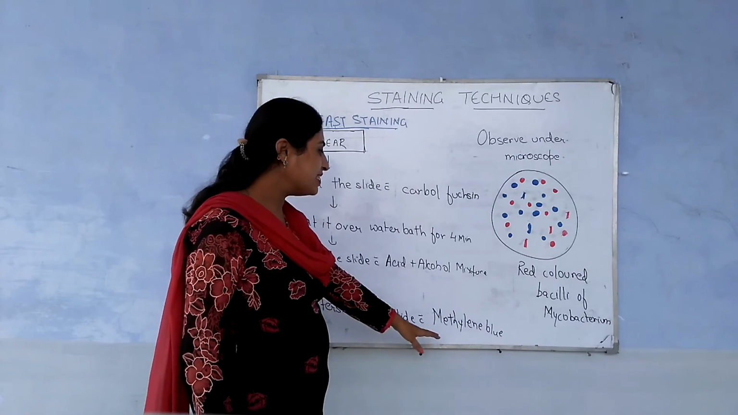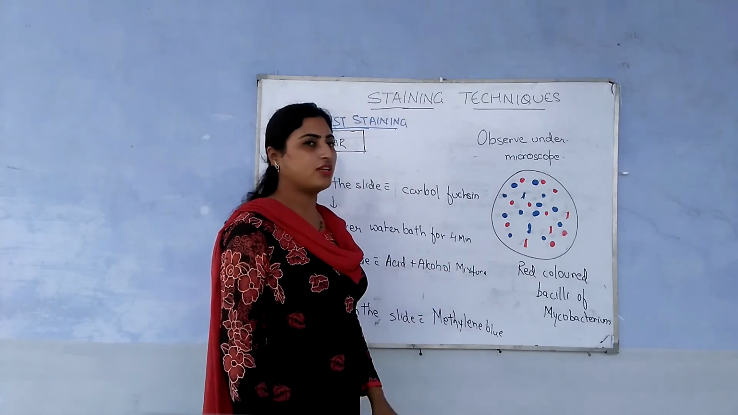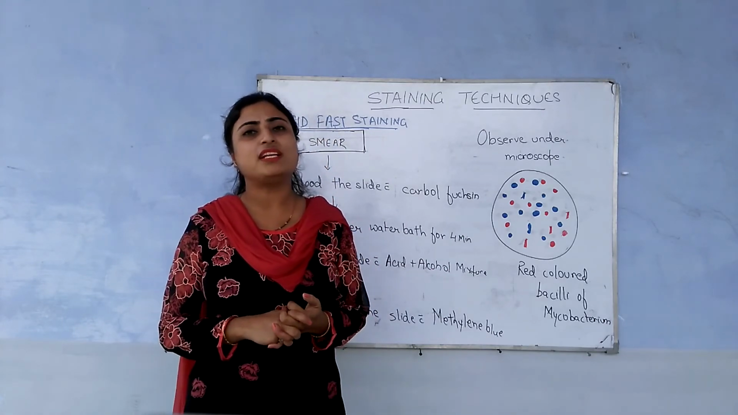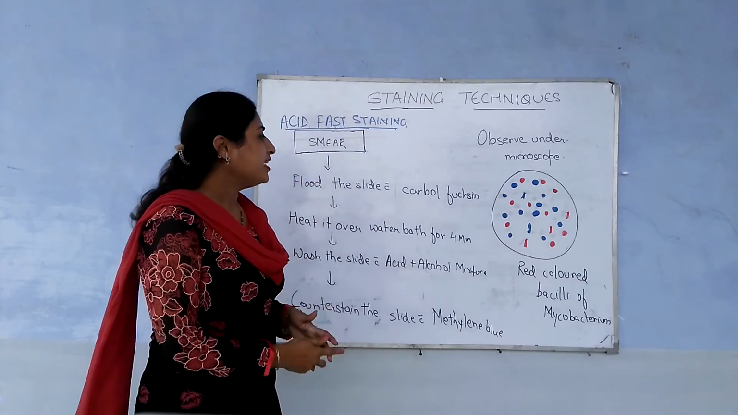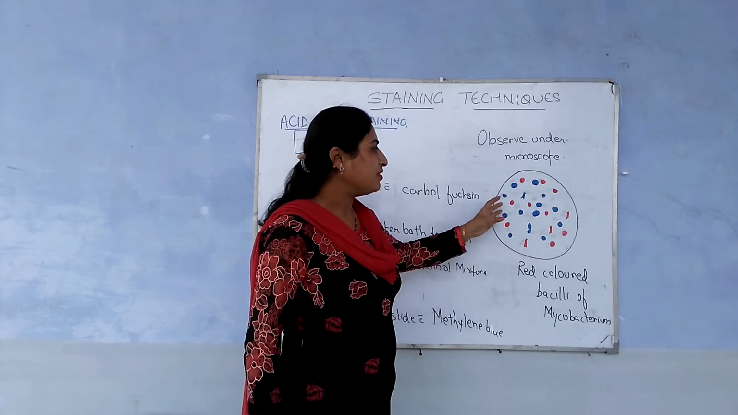While other bacteria lose this carbol fuchsin upon washing with the alcohol and acid mixture. And basically this technique is used for staining of acid fast bacteria. So the red colored bacilli can be easily observed after this staining technique.